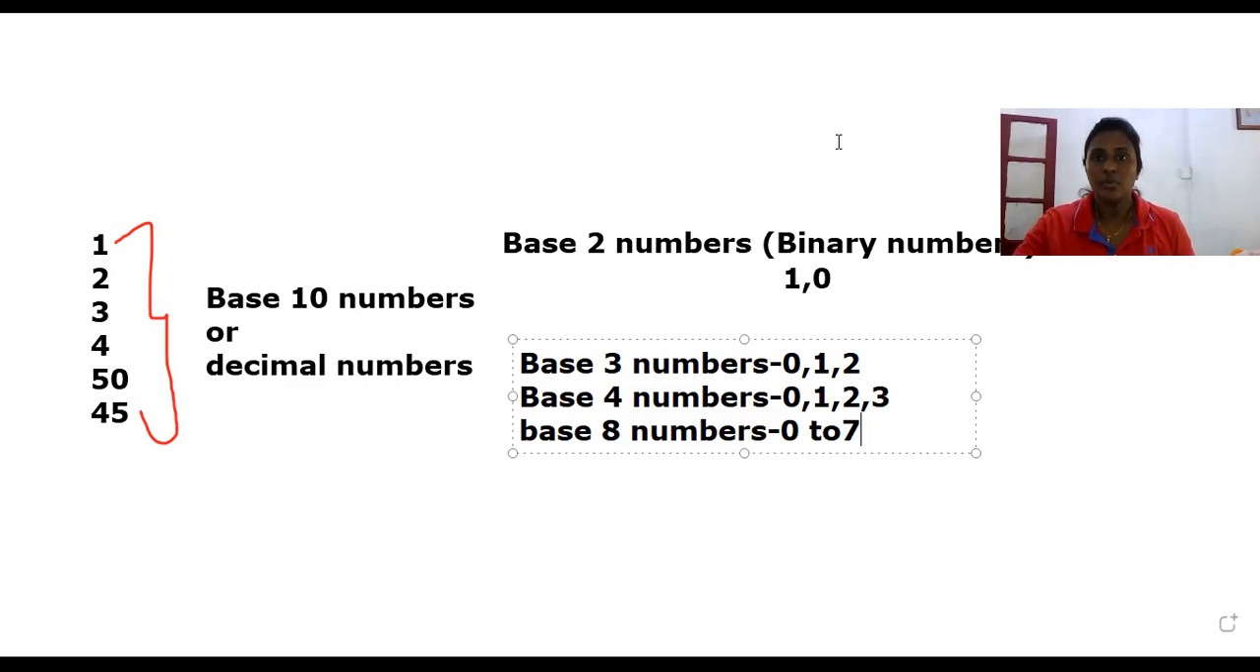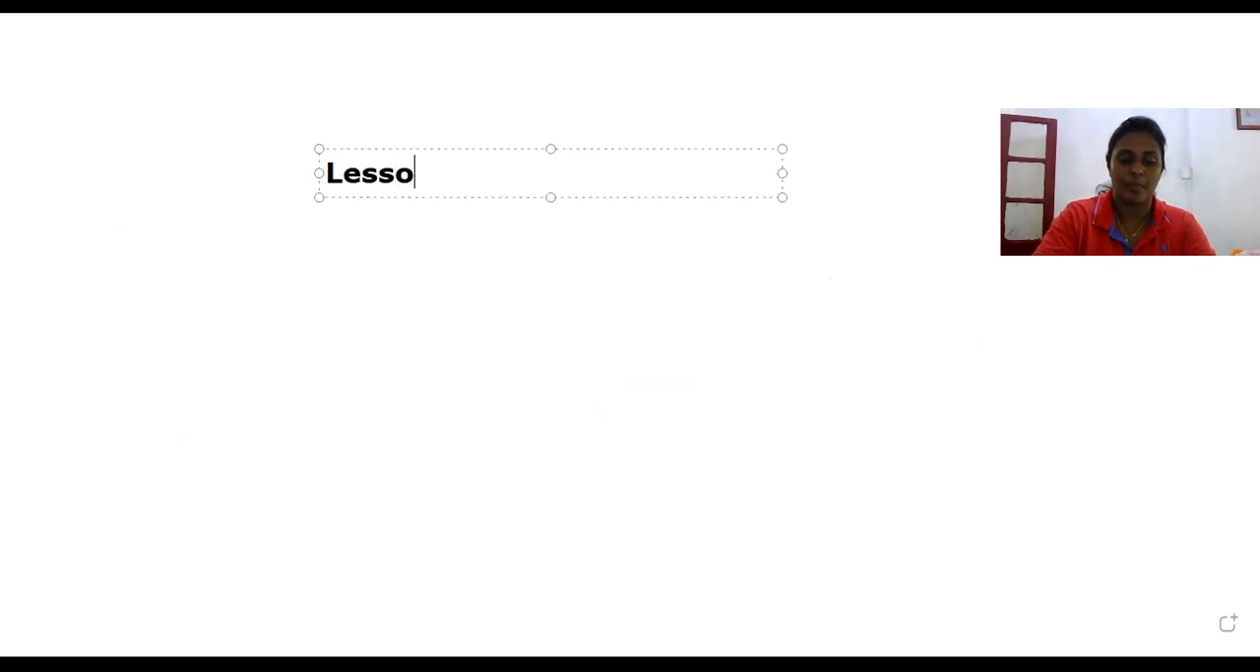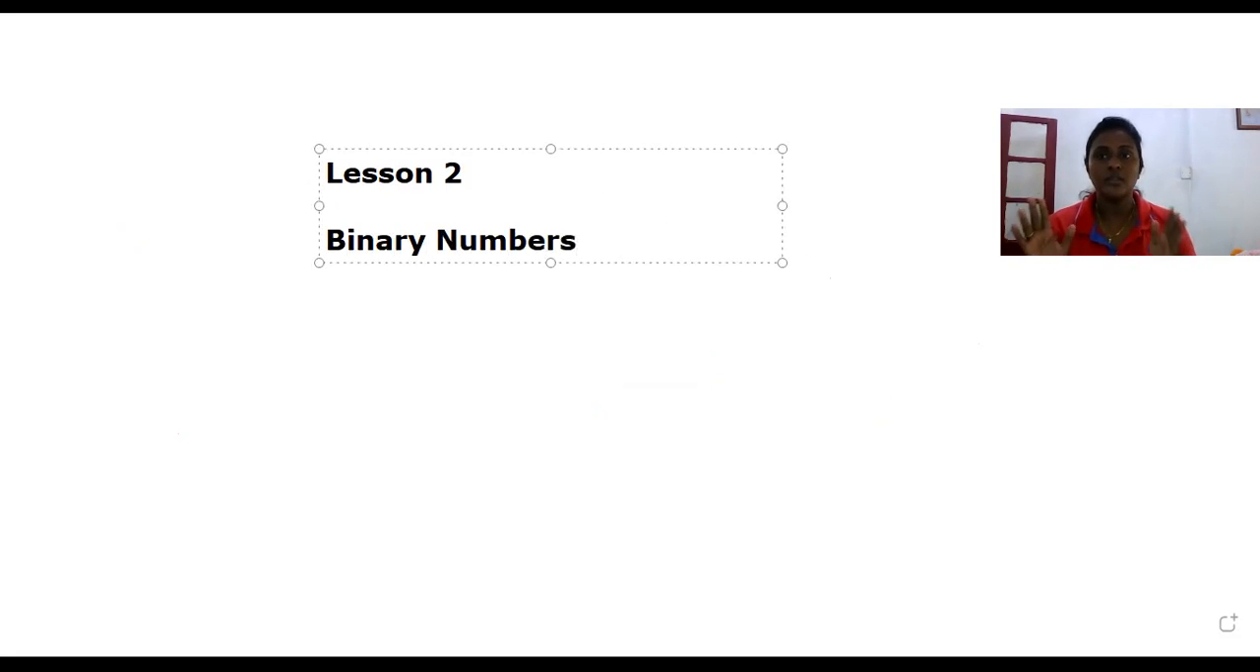Right. Now let's move to the heading, Lesson 2, Binary numbers. Have the heading, children. This video is not just to watch. Time to time, pause the video and write your notes, examples, and work along. Our heading is lesson 2, binary numbers.